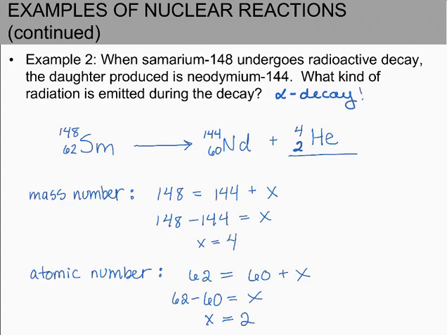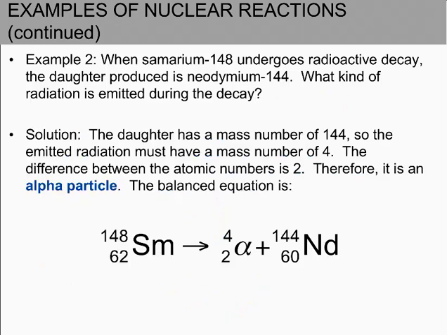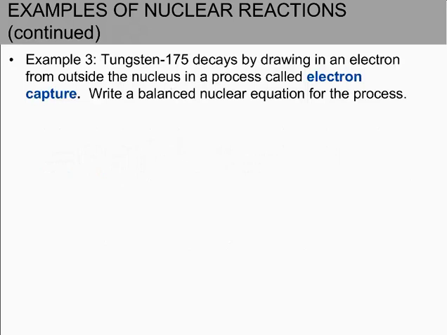All right, let's do one more example. And here's the solution slide if you need it. And notice that they put an alpha symbol here instead of helium, so that's okay too. So in example 3, tungsten 175 decays by drawing in an electron from outside the nucleus in a process called electron capture. Write a balanced nuclear equation for the process.